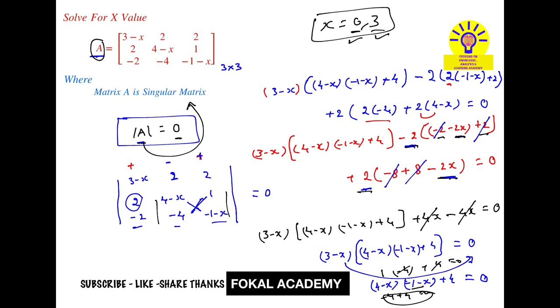So whenever x equals 0 or whenever x equals 3, then the determinant of the given matrix is equal to 0. And if the determinant equals 0, then we can call this matrix a singular matrix. So the correct answer is 0 or 3. So these are the two required answers for the given problem. And this is the process of simplification.